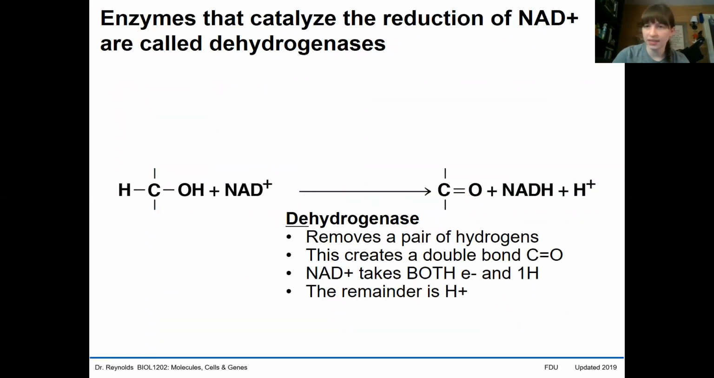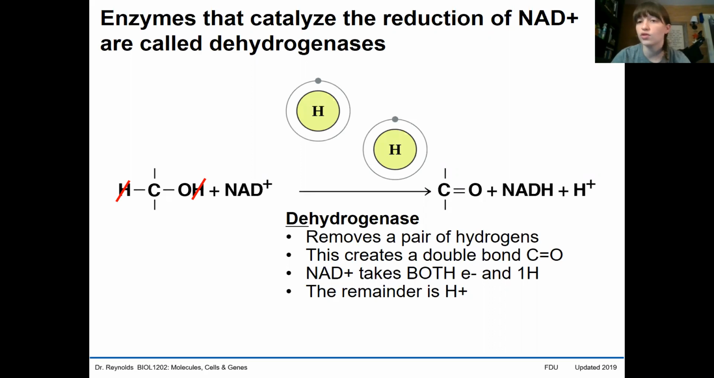Enzymes that catalyze this pulling of electrons, that actually take the electrons from those highly reduced molecules, are known as dehydrogenases. De means to remove, and the hydrogens, so dehydrogenase is that removal of hydrogens. ASE lets us know that this is an enzyme. So if you take a look at the bond here, we have a carbon bonded to a hydroxyl group. This is a polar covalent bond. Dehydrogenase is capable of removing those two hydrogens from this reaction.